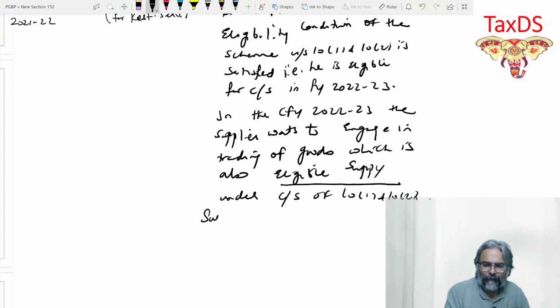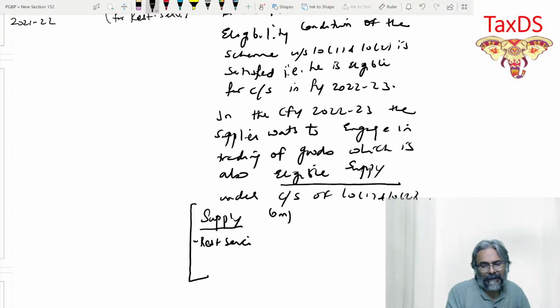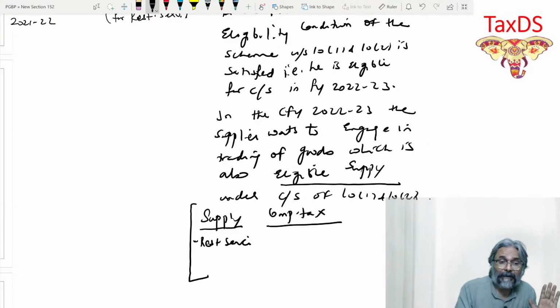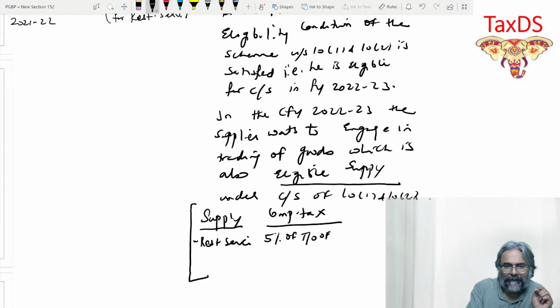Okay. Now this is for your practical part. This is not required in this question. But if at all practical comes, be careful. Now you know supply. Which supply? Here, restaurant service. Now what is the composition tax that you will calculate? If at all they give you the data, they have not given you data. Then the composition tax is 5% of the turnover of the state in the current financial year.